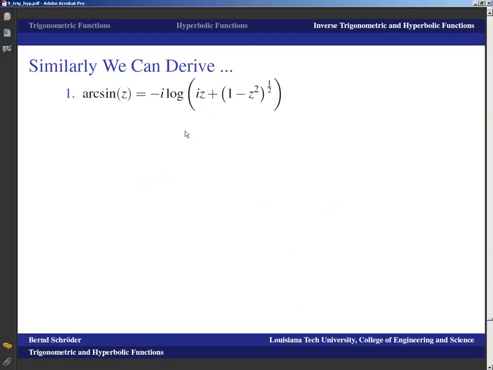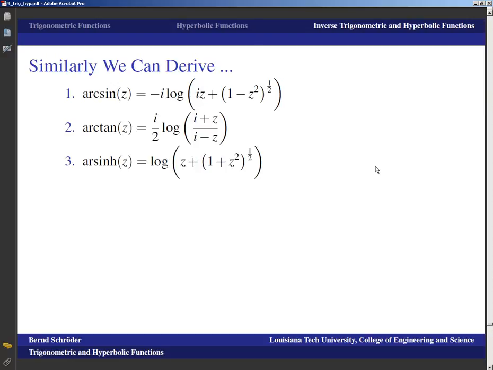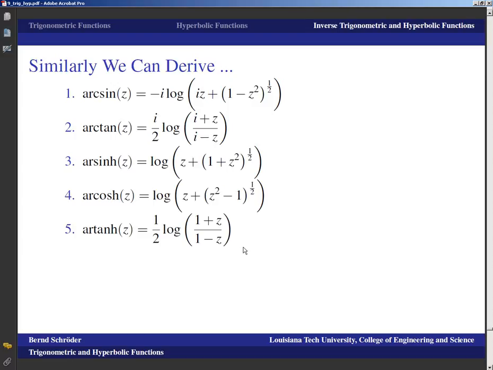Okay, similarly we can derive that the arc sine of z is negative i log of iz plus 1 minus z squared to the 1/2. Again, when we solve that, we get a plus minus, but because the 1/2 picks up all the values, we don't need the plus minus. The arctangent is i over 2 log of i plus z over i minus z. The area sine hyperbolicus. Area, not arc here, that's just the Latin root of that word. The inverse hyperbolic cosine is this. The inverse hyperbolic tangent is that.